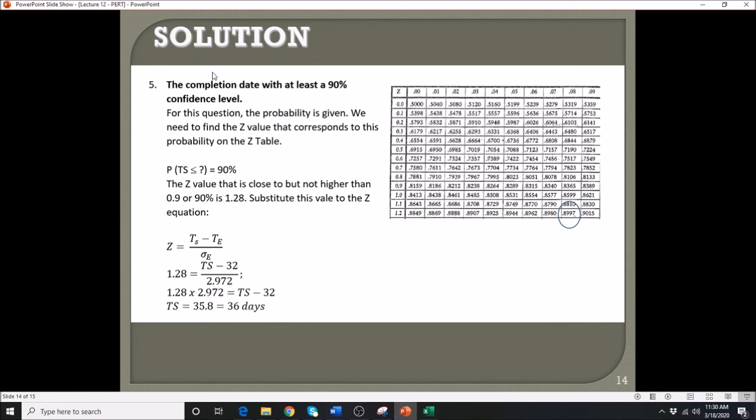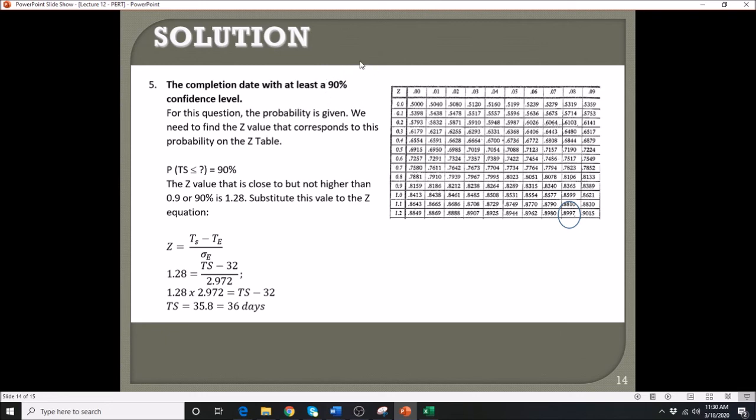So if that is 90%, we will be looking up that 90% in our table in order for us to determine the Z value. So it is the reverse. It gives us the probability rather than finding the probability. The given is the probability value.